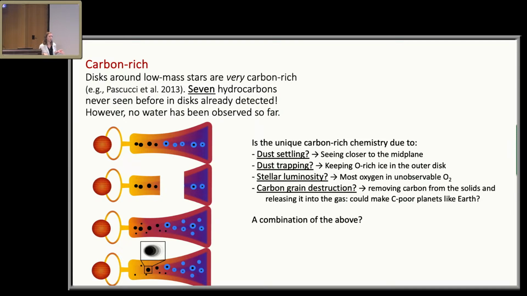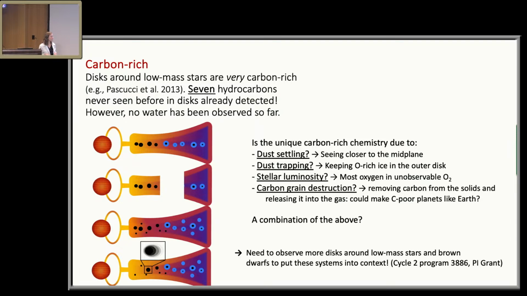And are we seeing carbon grain destruction? There's so much carbon in the gas that if we're destroying those grains, we can produce carbon in the gas. Or is it some combination? It's likely some combination. But how do we disentangle this? So really we need to observe more of these disks around low mass stars and brown dwarfs in order to put these into context. Because this is a really unique chemistry, and we really need to understand it better. So I have a cycle 2 program that's going to look at 15 disks around these sources, and we're really going to try to pin this down.